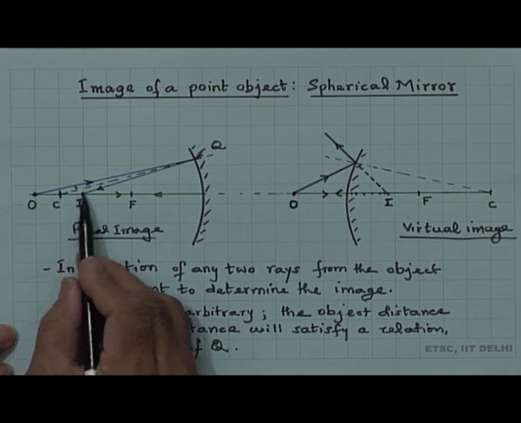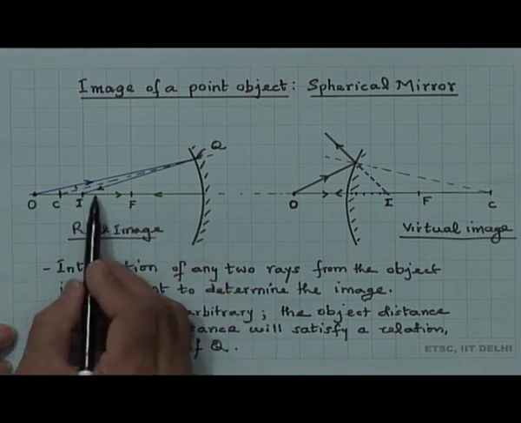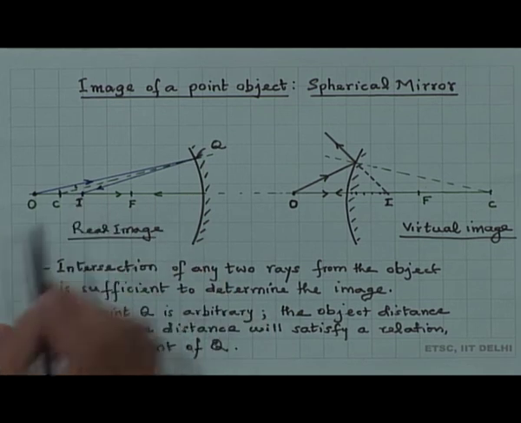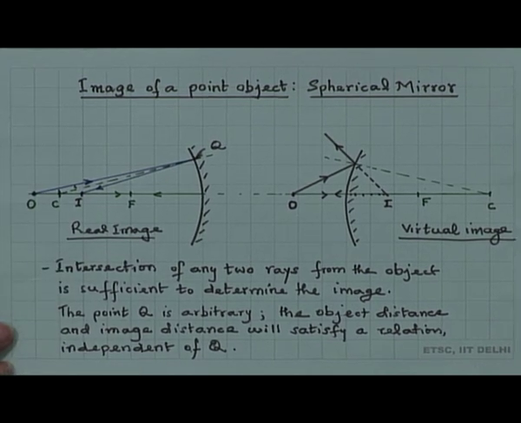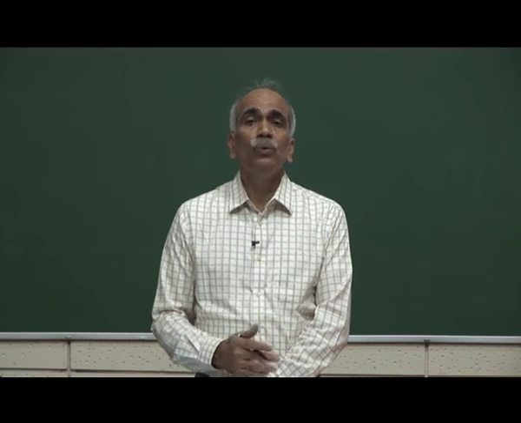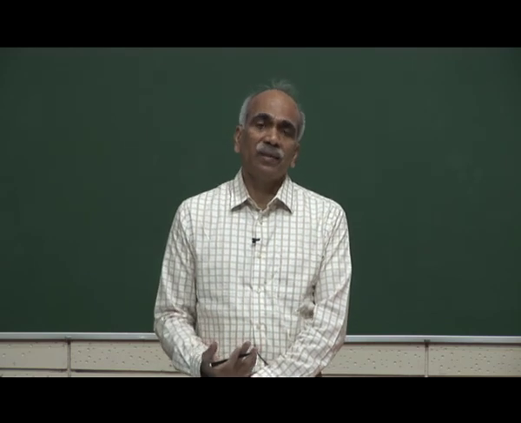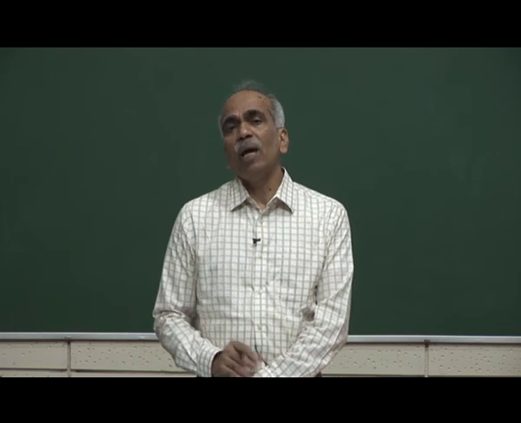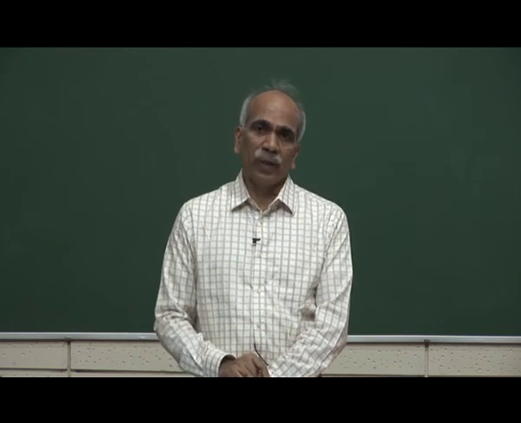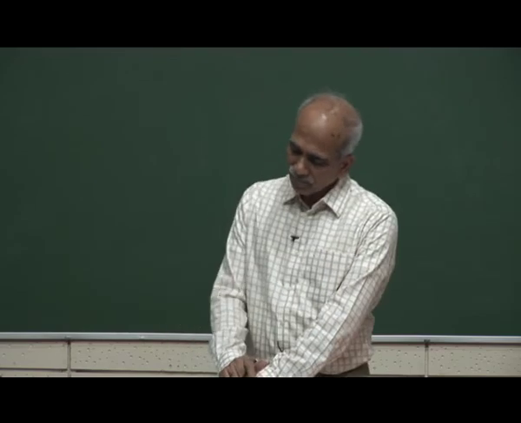This is a real image, because it is an intersection of real rays, whereas in the earlier case it was an intersection of two virtual rays, that is there are no rays on the other side of the mirror, but they appear to come from that point which was the image point.